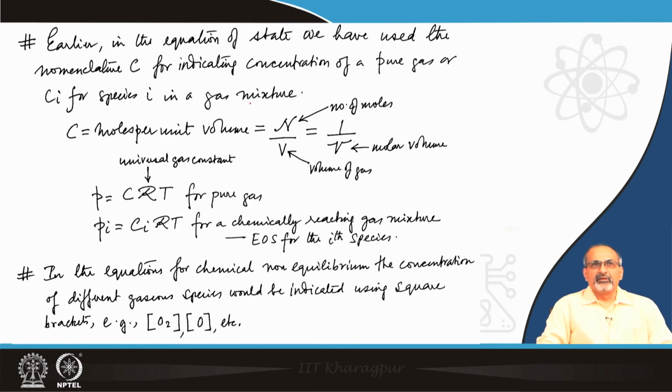And earlier, when we were discussing equation of state, we used the nomenclature C for concentration of a pure gas or Ci for species in a gas mixture. In the equations for chemical non-equilibrium, the concentration of different gaseous species is indicated using a square bracket. So, it is essentially a nomenclature issue.